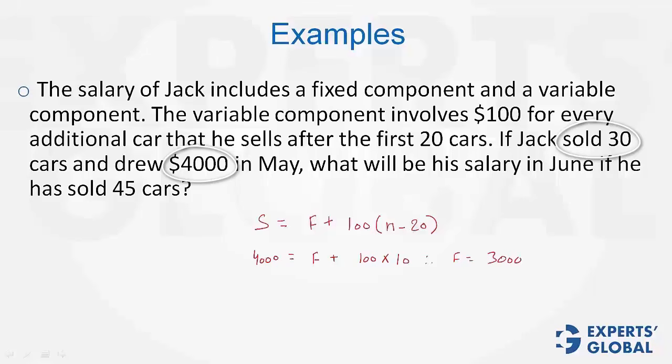So his fixed salary is $3,000. And now in June he sold 45 cars. So his salary is going to be $3,000 plus 100 times 45 minus 20. That's $3,000 plus $2,500. The answer is, therefore, $5,500.